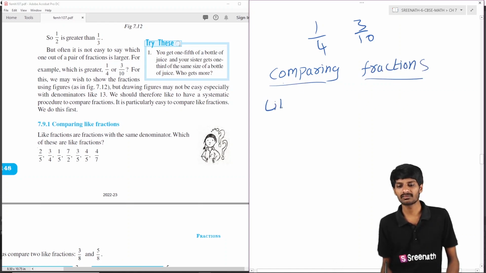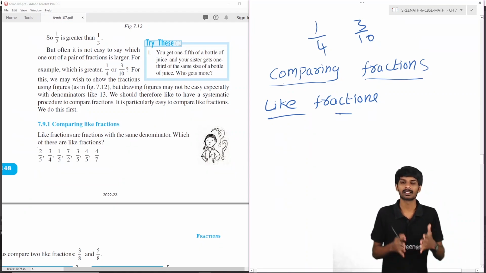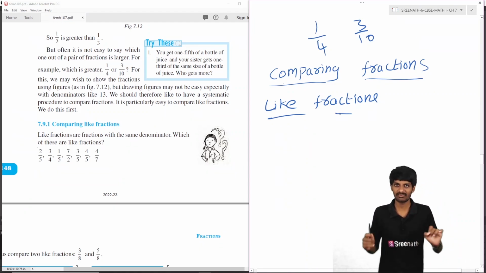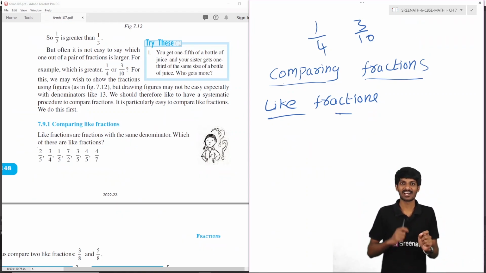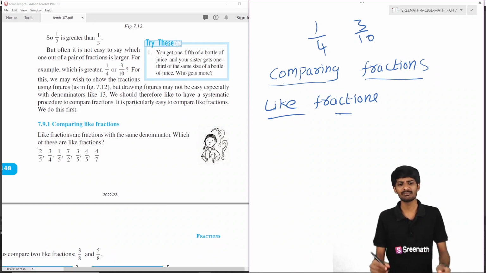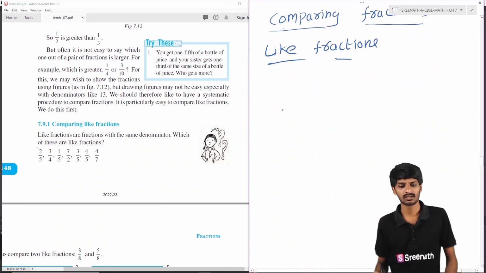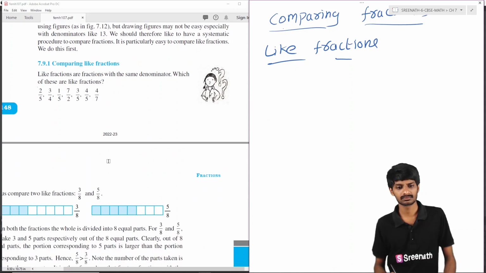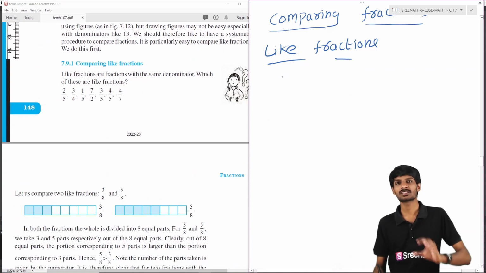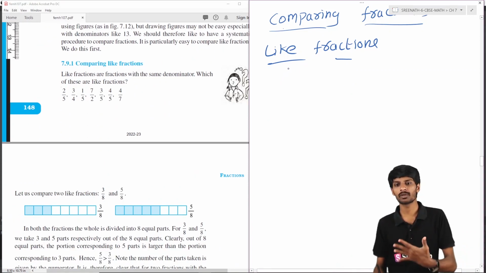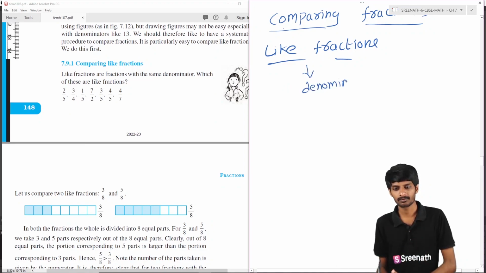So if the fractions which you have to compare are like fractions, in that case how will we do it? Suppose, in the case of like fractions, what happens? The denominator is the same in like fractions.